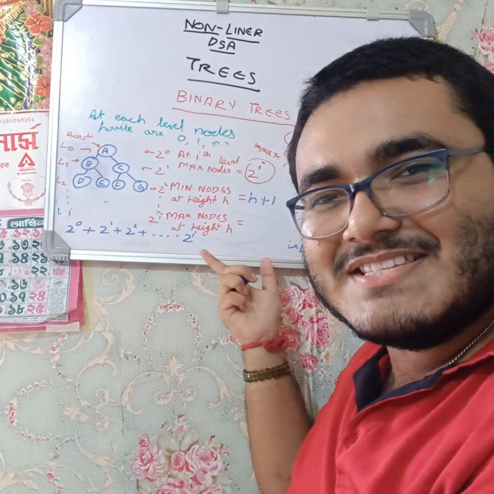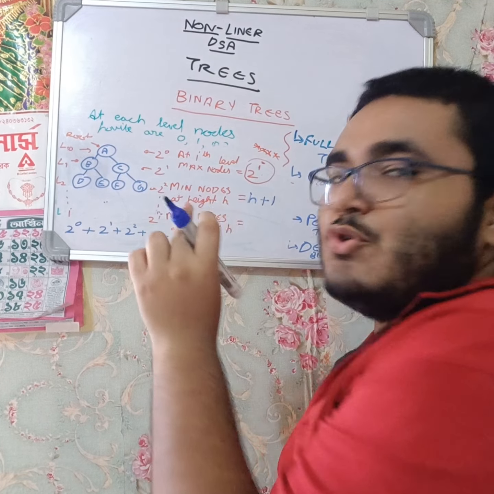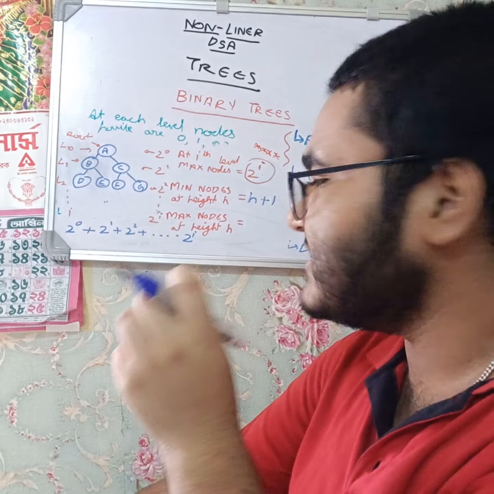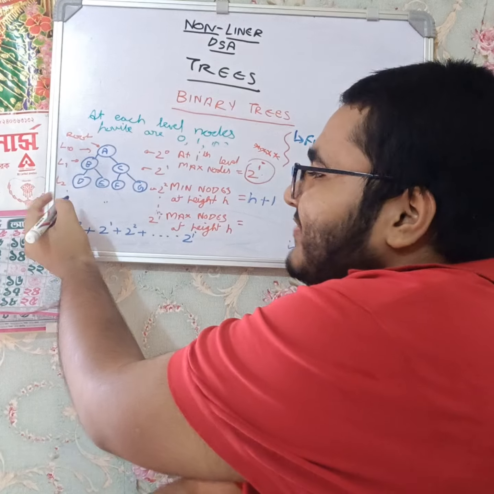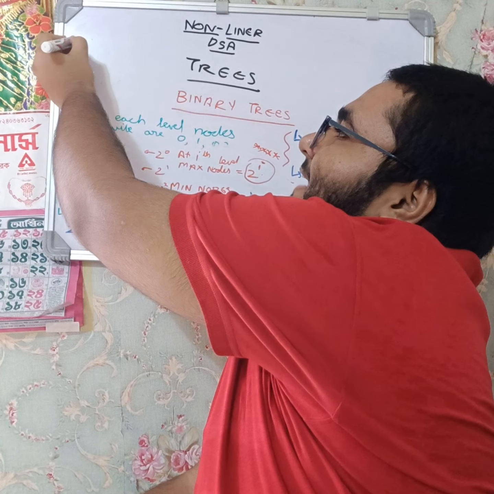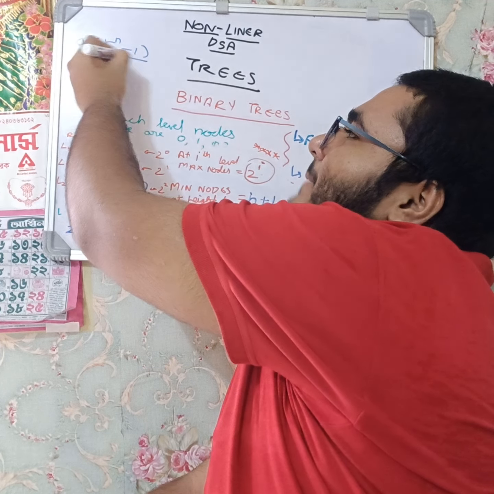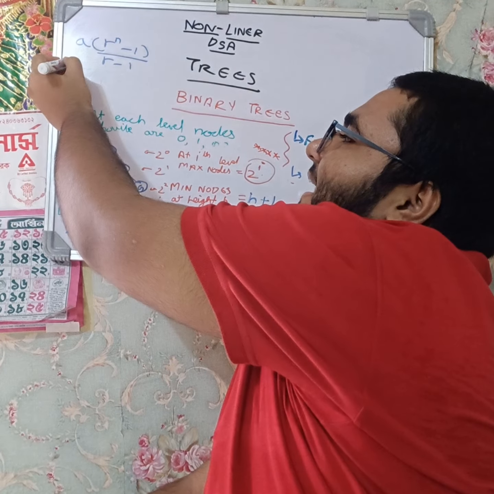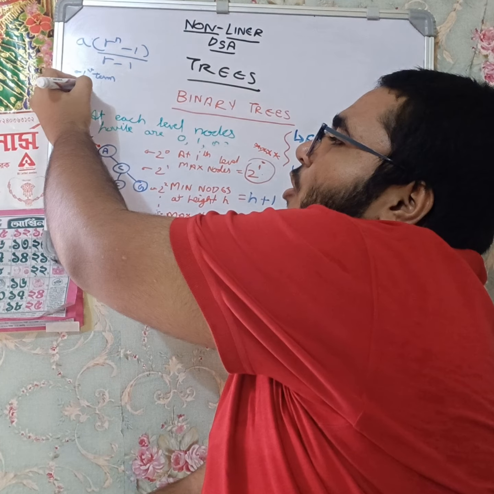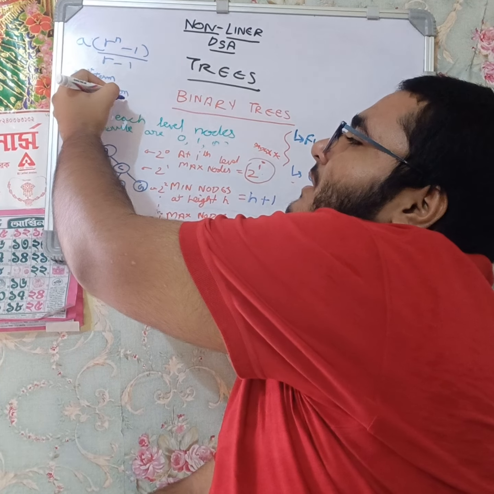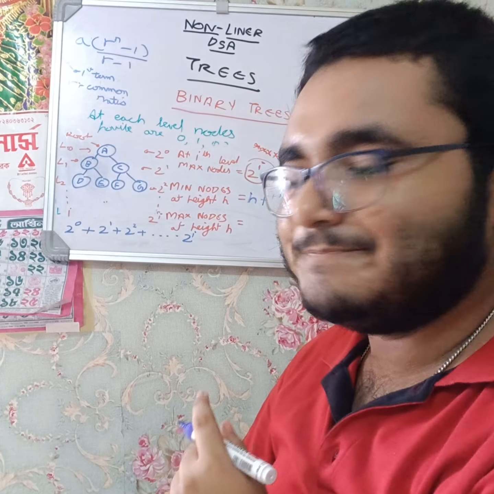Can I say this is a GP series? So what is the formula of summation for a GP series? It is A times r to the power n minus 1 by r minus 1, where A is the first term and r is the common ratio. Yes or no? This is the basic maths we know from GP series.